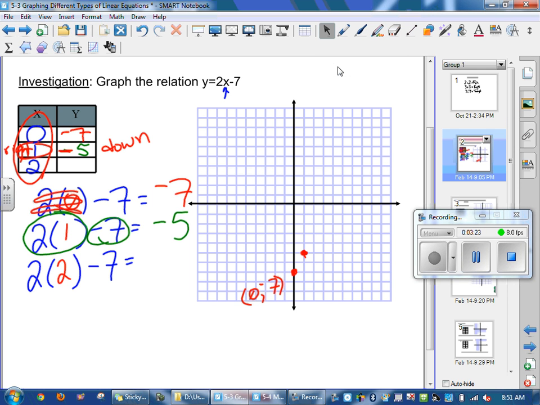Let's try the last one together. It says 2 times 2, subtracting 7. How big is 2 times 2? 4. Good. So I've got 4 subtracting 7. How big is that? Perfect.